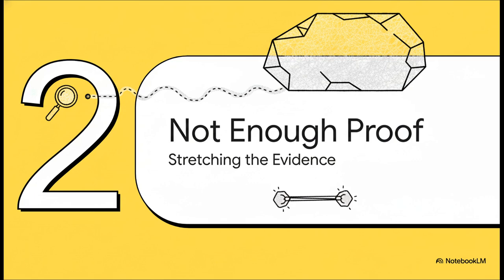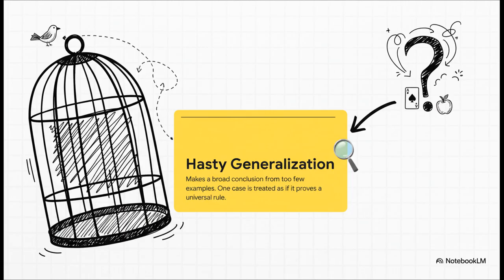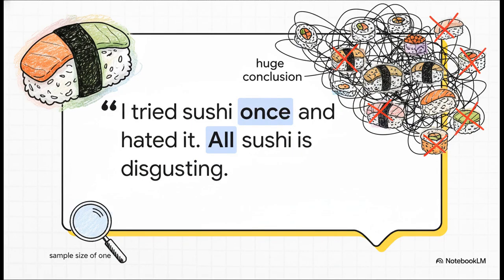Okay, let's switch gears a bit. The next couple of fallacies we're going to look at have a totally different problem. Not enough proof. These are the arguments that grab one tiny little piece of evidence and try to stretch it like a rubber band to cover a massive conclusion. And that leads us right into what's called a hasty generalization. This is what happens when somebody takes like one or two tiny examples and then blows it up into this huge universal rule about everything in that category. You see this all the time with food, right? I tried sushi one time and it was gross. Therefore, all sushi on planet Earth is disgusting. See how big of a jump that is? The conclusion is enormous, but the evidence it's based on is tiny.